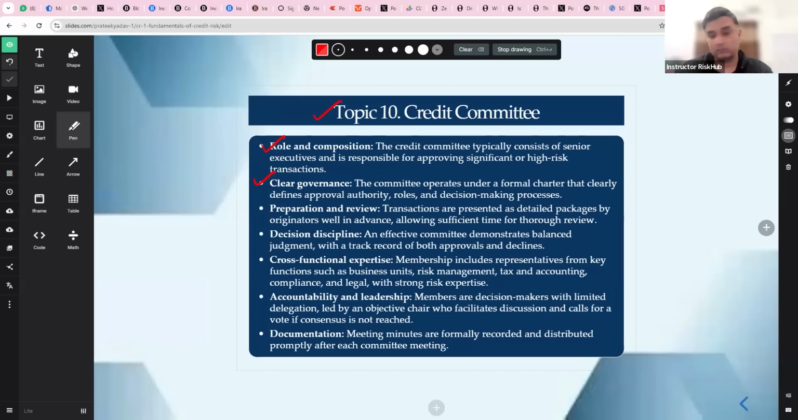An effective committee approves some, defers some, and declines some. If a committee approves 100%, that is a governance failure. Balanced judgment is the key. That is what we have.